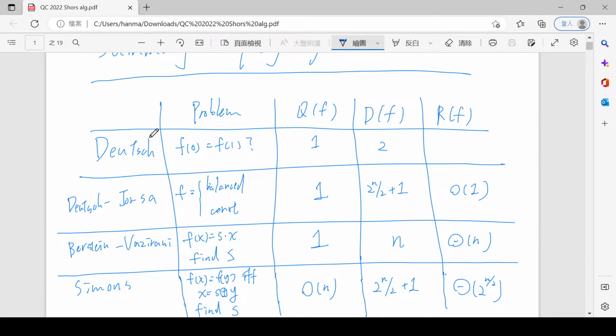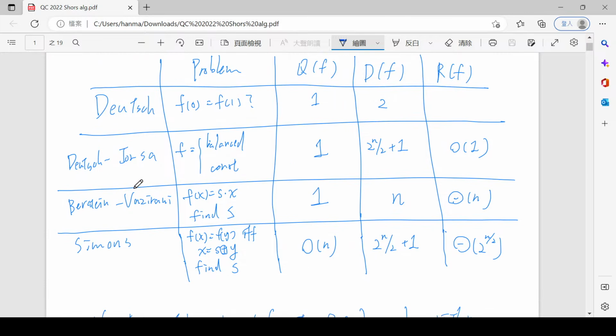There was the Deutsch algorithm, which solved whether f(0) equals f(1) with one quantum query. Then there's Deutsch-Jozsa, which we tested on the midterm, and it tests whether your input is balanced or constant. They also use one quantum query. Then there's the Bernstein-Vazirani algorithm, finding this weird problem where f(x) equals s times x, and it basically runs on the same algorithm as Deutsch-Jozsa. And they also take one quantum query.